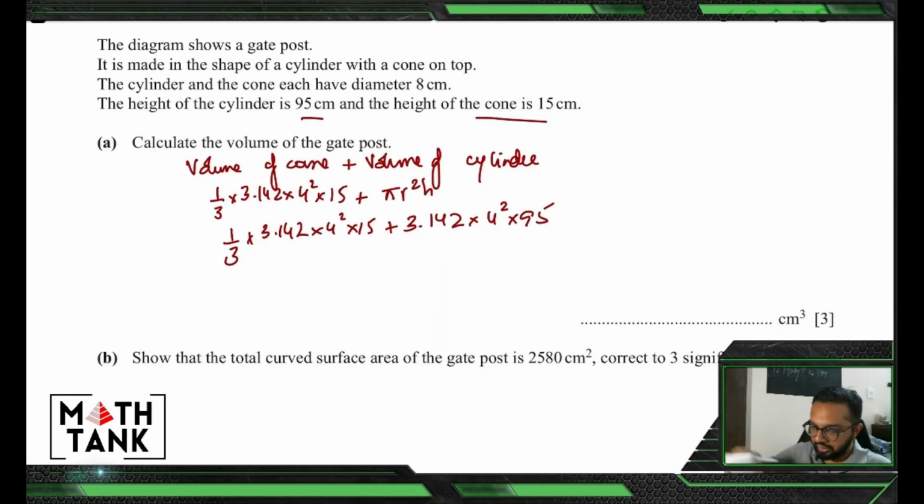Okay, putting everything on a calculator, let's do that. 3.142 into 4 square into 15 plus 3.142 into 4 square into 95. That gives me 5027.2. Okay, correct to 3 significant figures, that should be 5030.